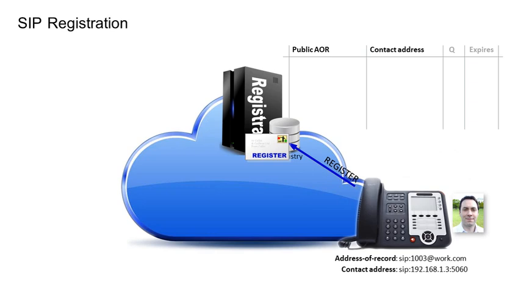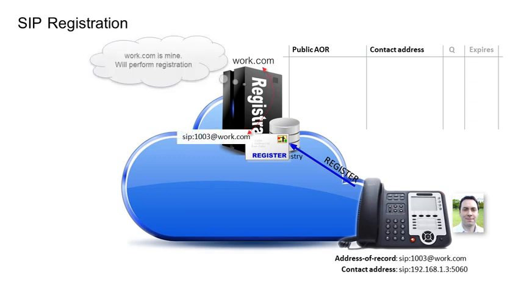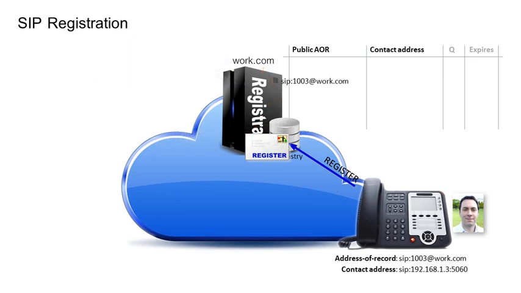Now, every SIP server will have a domain for which it has responsibility, work.com for example. On receiving a registration, the registrar checks the domain in the address of record. If it matches the server domain, well, it stores the address of record and the contact address in the registry.